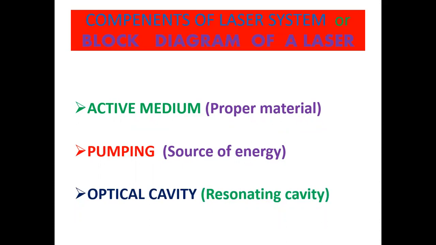Active medium is nothing but a proper material. It is in liquid, solid, or gas form. The next component is pumping. It is an external source of energy which is used to pump the atoms in the ground state to the excited state. And another main component in the laser device is the optical cavity, which is used to amplify the output of the laser.